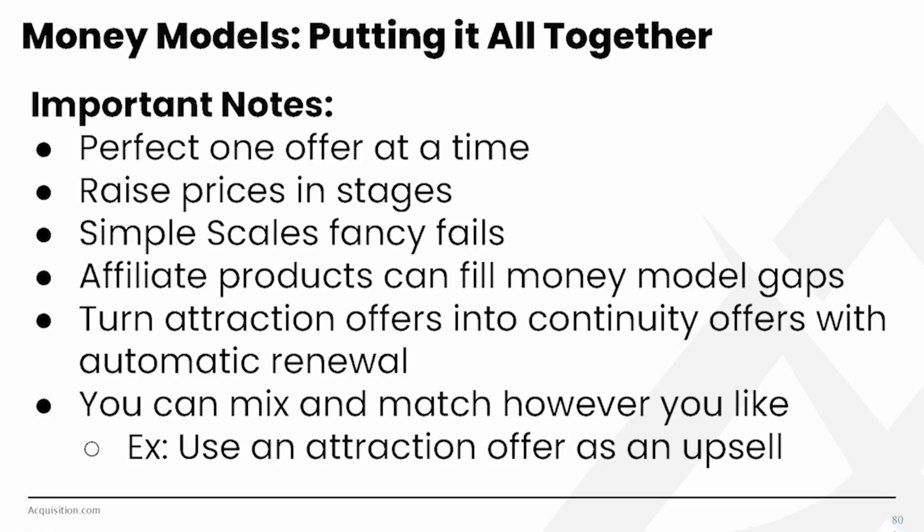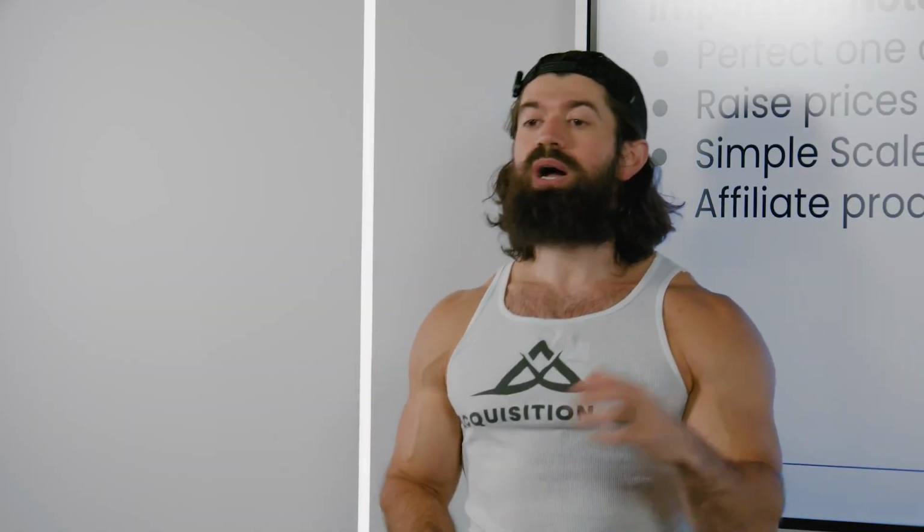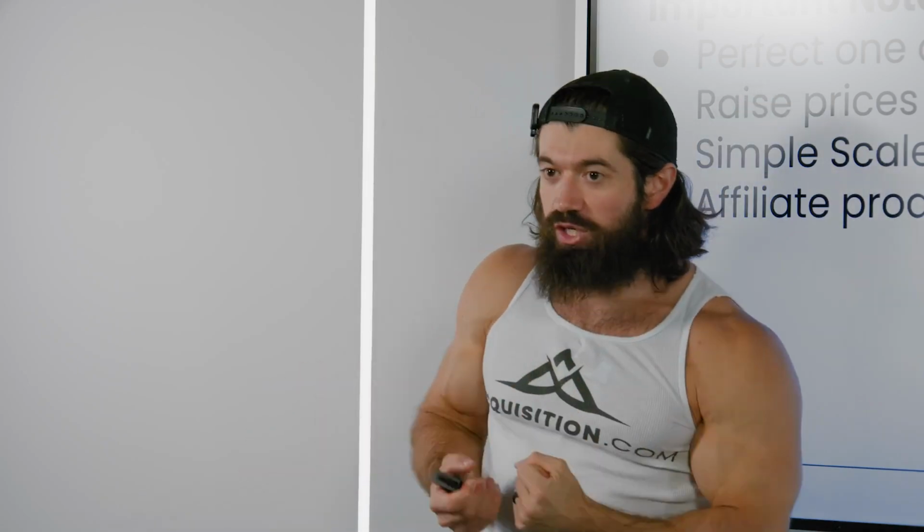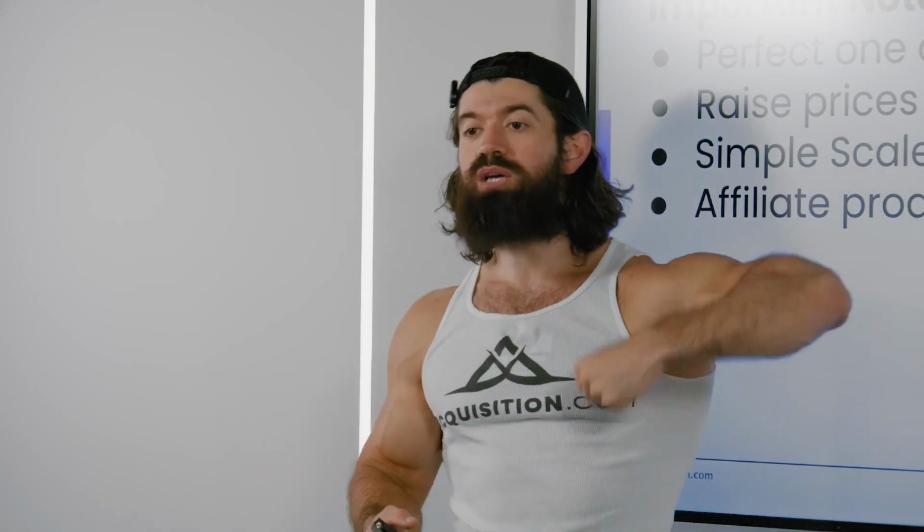This is a little bit of an advanced step. Affiliate products can fill money model gaps. So if you're like, okay, I want to do a buy X, get Y free, then just do a buy X, get Y free on someone else's product. Then you can still sell your main thing and use somebody else's product that you send traffic to, so you can get cash and you have no operational constraints. Now, you can use that for complementary services rather than something that's going to take away from your core offer.